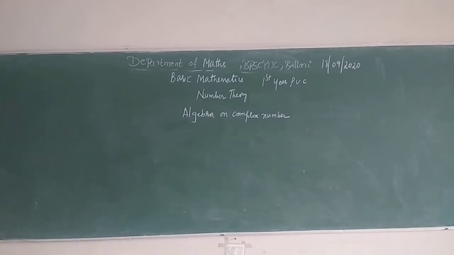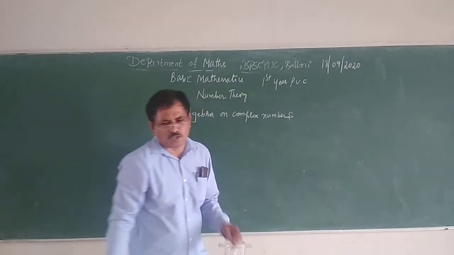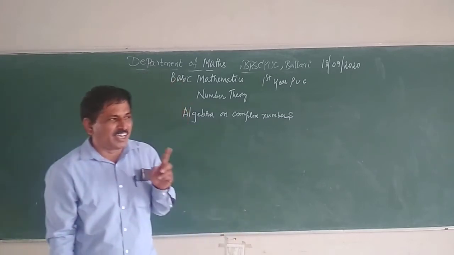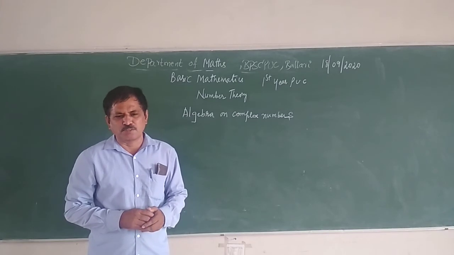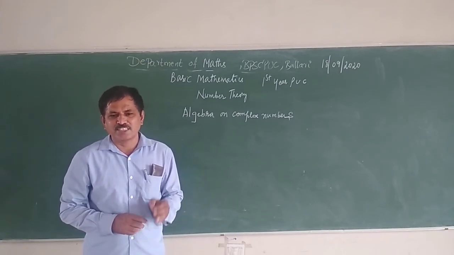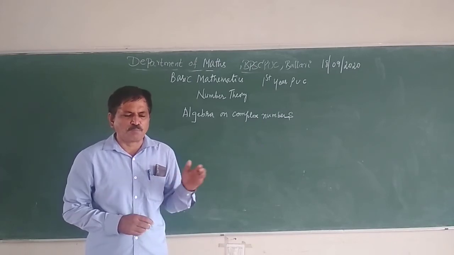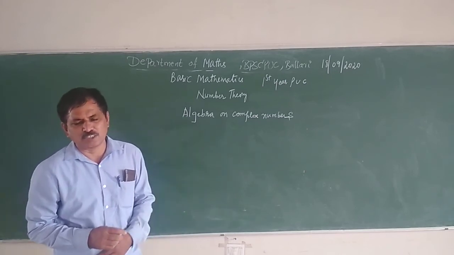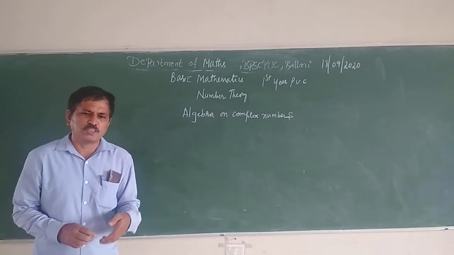Yes, algebra on complex numbers. So algebra on complex numbers means what? It is nothing but algebra, here in the sense it is the addition of complex numbers, the subtraction of complex numbers, the multiplication of complex numbers, the division of complex numbers. Algebra means you have to apply the fundamental operations on the complex number, that is addition, subtraction, multiplication, division.